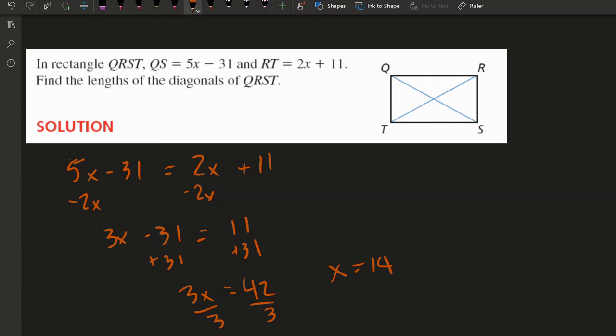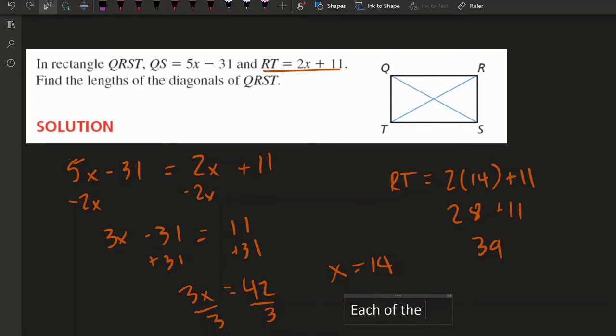Now paying attention, it says find the lengths of the diagonals. So I would plug this in. I like this one better. The numbers are smaller here. So RT is equal to 2 times 14 plus 11. So that would be 28 plus 11, which is 39. Then I can answer in Word. Each of the diagonals is 39 units long.